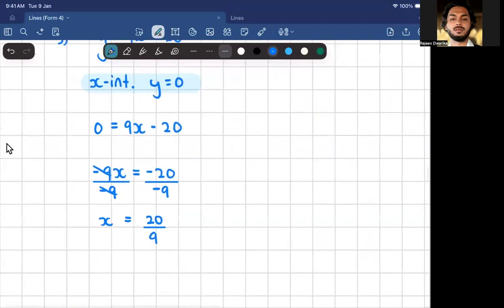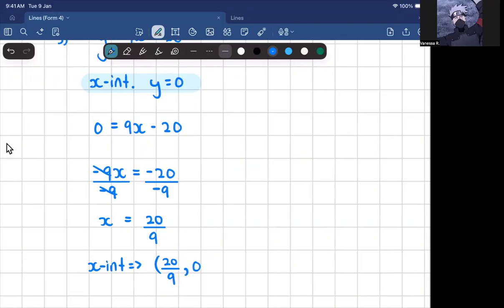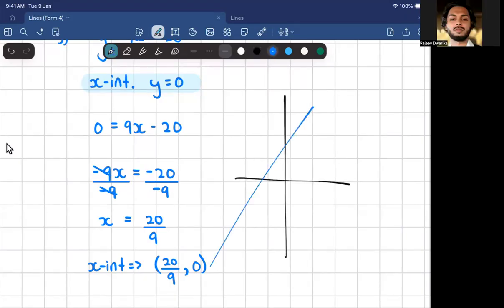So let's wrap up. Can you tell me what the x-intercept would be? 20 over 9. All right, so the x value is 20 over 9. What's the y value? 20. Oh, wait. No, 0. Right, because if we are talking about where the line cuts the x-axis, what is the y value? 0.